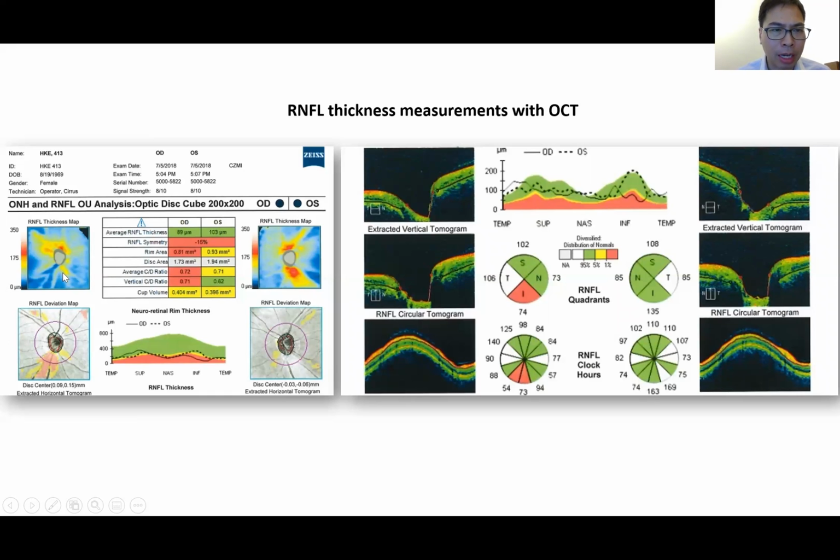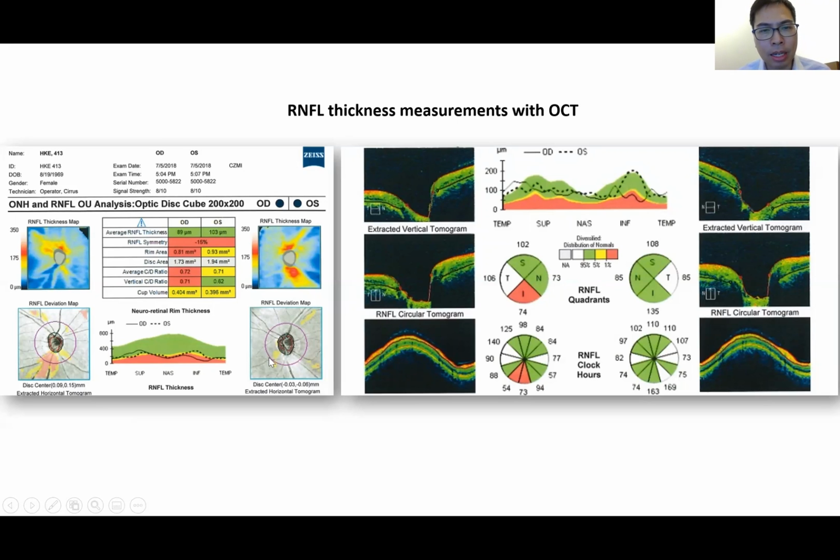over the inferotemporal side. The thickness map shows you the loss of thickness, because red indicates thick and blue indicates thin in the RNFL thickness map, and you can see the asymmetry in the thickness map. The deviation map shows you when the measurements are below the first percentile, which will show up as red. So by comparing the thickness map and deviation map, you can get a very good understanding of where the retinal nerve fiber defects are.